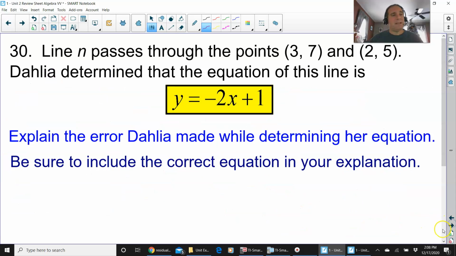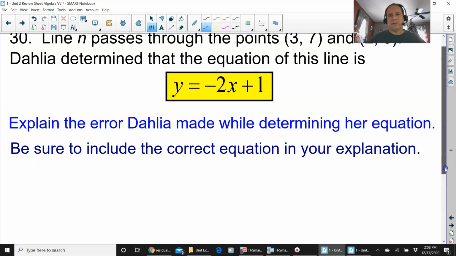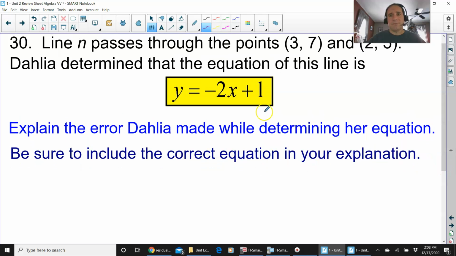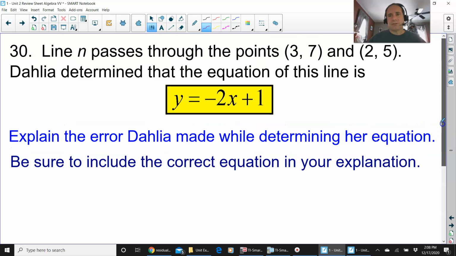All right, finally at the last question. Line N passes through these points, 3, 7, and 2, 5. Dahlia determined that the equation of this line is y equals negative 2x plus 1. Explain the error. They're telling us that Dahlia made an error already, and be sure to include the correct equation in your explanation.